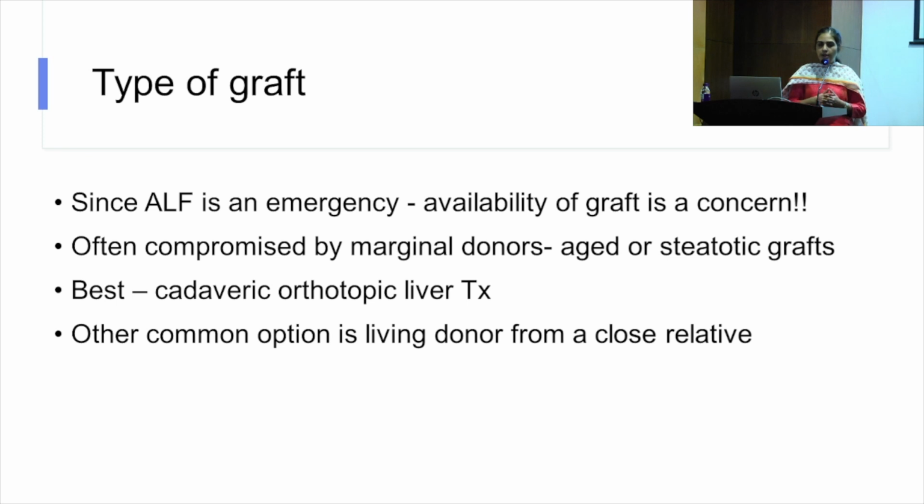can regenerate. But in Asia, the cadaveric orthotopic transplant is still a non-availability. The availability is quite poor. So living donor liver transplant is the most common graft, especially in India or even in Asia.